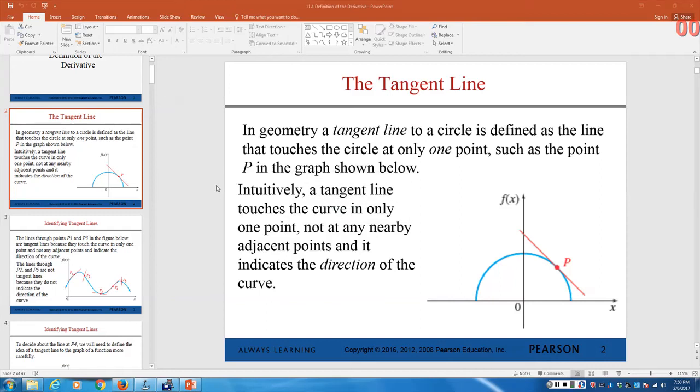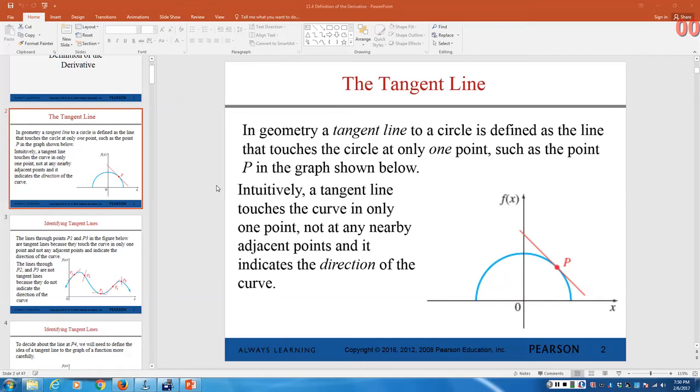Okay, in geometry, a tangent line is one that touches a circle or a curve of any kind, actually, in only one point. And that would be like the red line that's shown in this figure. You should have that same figure in your notes, it's just that your notes are not in color.